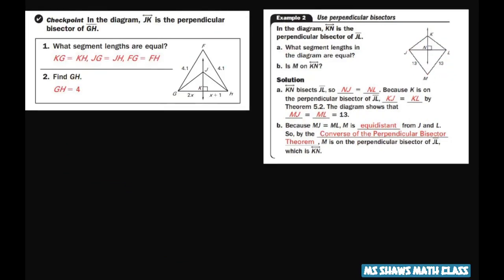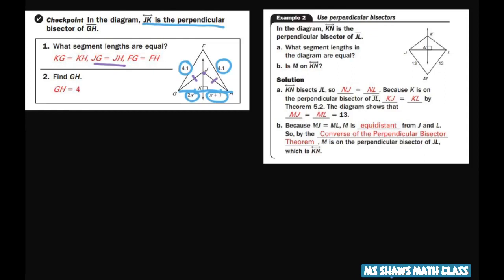Okay, checkpoint. What segments are equal? So we already are given that these two are equal. And these two are equal because JK is a perpendicular bisector of JH. So these two are equal. Also, J is on the perpendicular bisector. So J equals JH, this one. Now it says find GH.